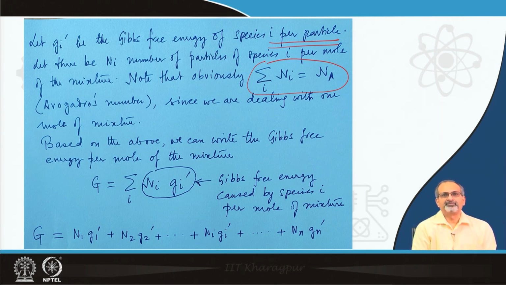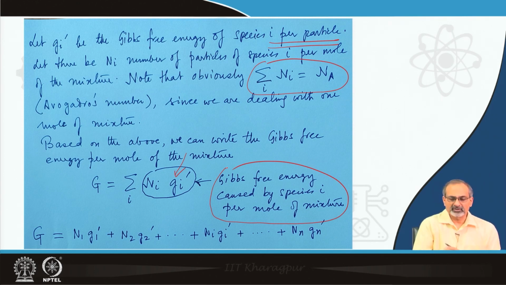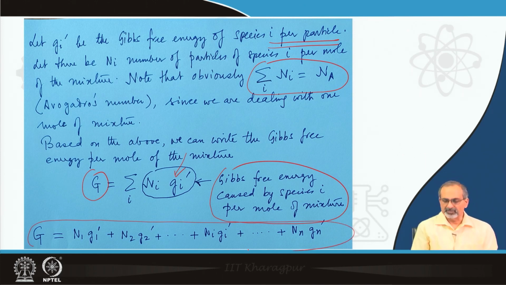Now, based on the above definitions, we can write the Gibbs free energy per mole of the mixture in terms of the small g_i' that we just introduced and the number of particles of species i. So, it is basically a product of N_i times g_i' summed over all the species. So, it is basically an expression for Gibbs free energy caused by species i per mole of the mixture that we are going to denote using the capital G. So, if you expand, it basically looks like this. Each one of the species is contributing to the mixture Gibbs free energy.